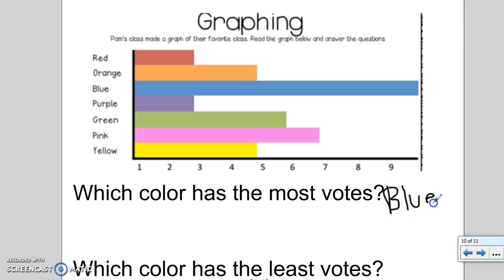Notice how I'm putting the color because it asked which color has the most votes. It didn't ask how many blue had, it asked which color, so make sure you put what it was asking for here and not the number.